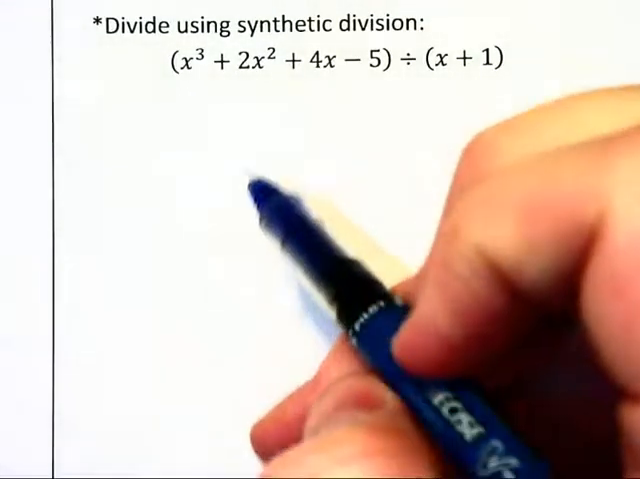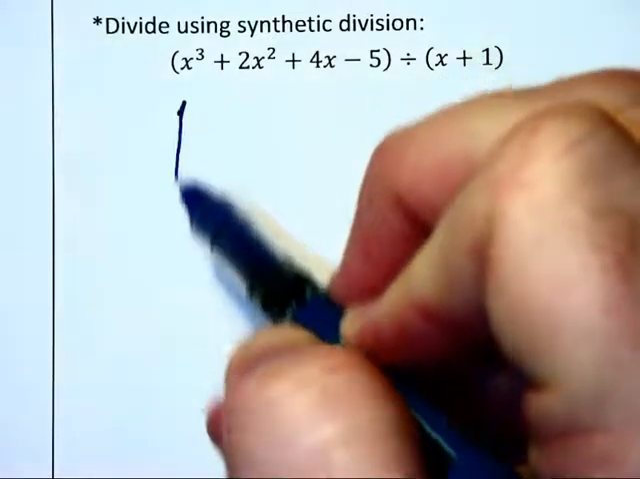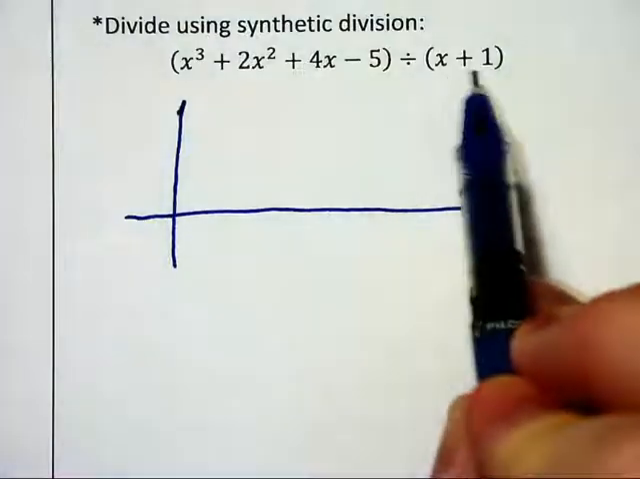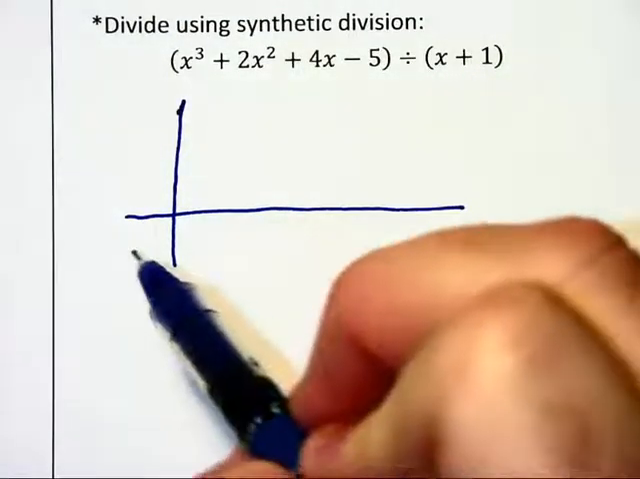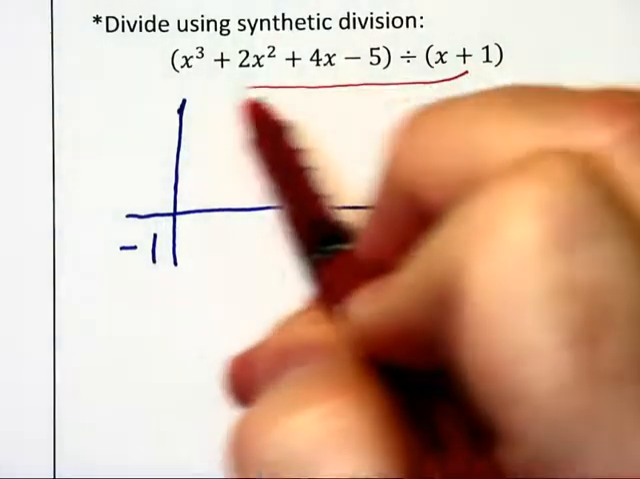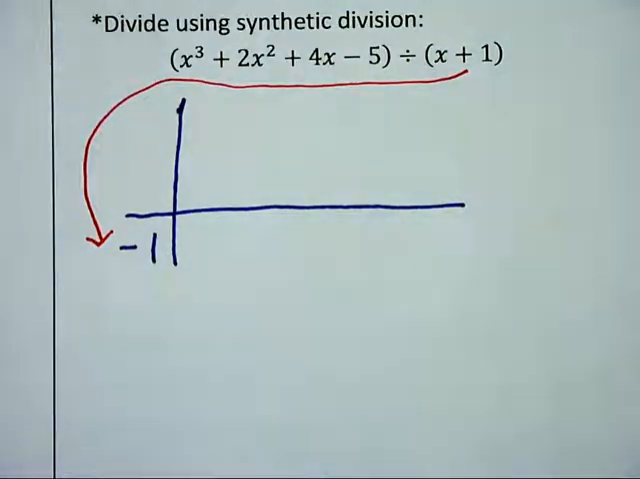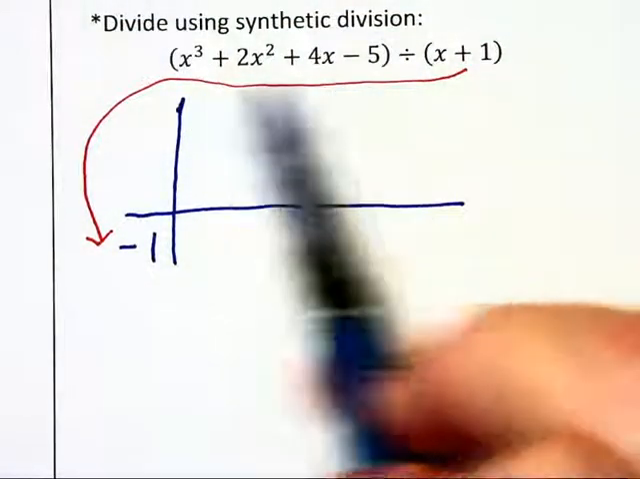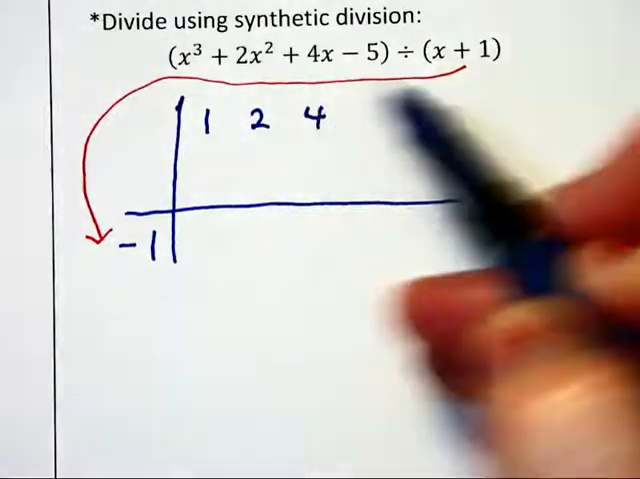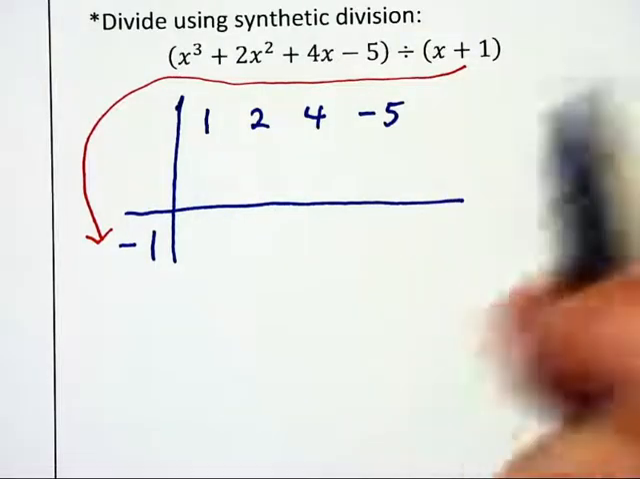First thing we're going to do is set up a chart. And my chart basically is going to contain only numbers. I'm going to take this x plus 1 that I'm dividing by and change the sign so that I have a -1 in the bottom left corner. So there's a sign change. And then I'm going to look at the polynomial I'm dividing up, and I'm only going to write the coefficients 1, 2, 4, and -5, leaving out all the variables.